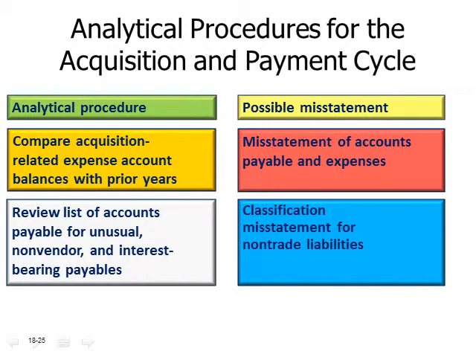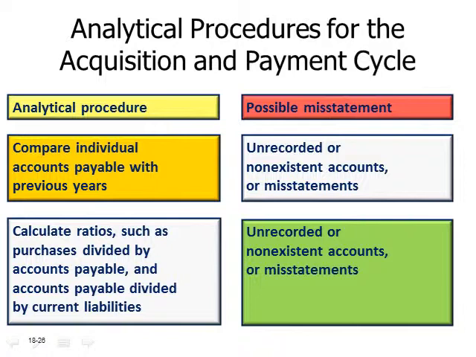And so here we see some more examples of the types of analytical procedures that we would perform with respect to the acquisition and payment cycle, and some of the possible misstatements that could occur as a result of what may surface through these analytical procedures. And so you can see that we would compare acquisition-related expense account balances with prior years, and we would want to get an understanding of why there are significant trends or differences. We might review a list of accounts payable for unusual non-vendor and interest-bearing payables, and again, understand why these are on that list.